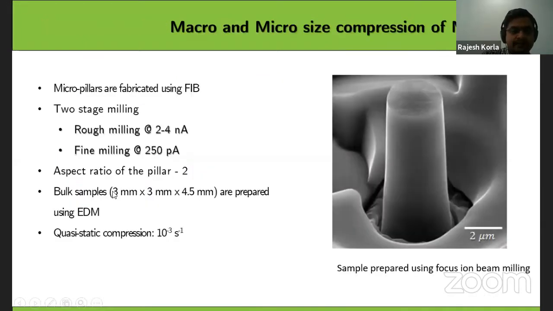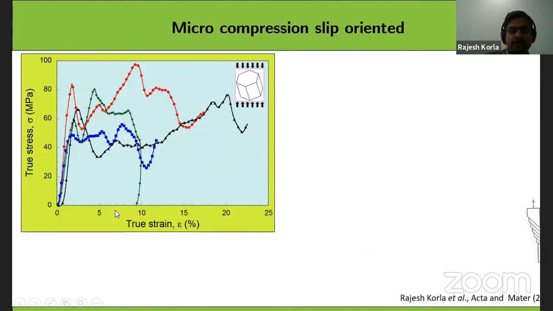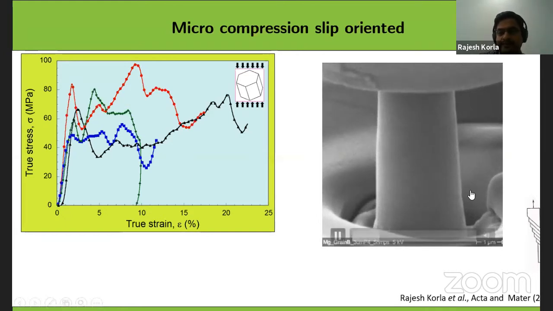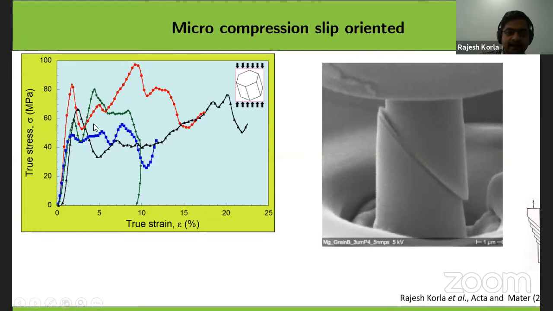Macro compression means a 3 mm by 3 mm cross section and 4 mm height. These are rectangular compression samples we made, and we did the macroscopic compression experiments at 10⁻³ per second strain rate also. First you see this is a pillar, and then we apply the load. When you apply the load, first this is slip dominated, so slip happens along 45 degrees to the compression axis. See, this is the slip length. So the slip is happening. This is what we are recording during the deformation.